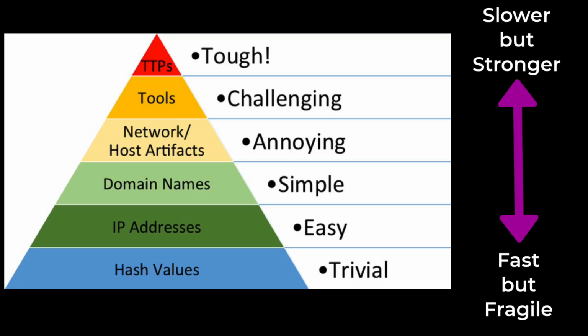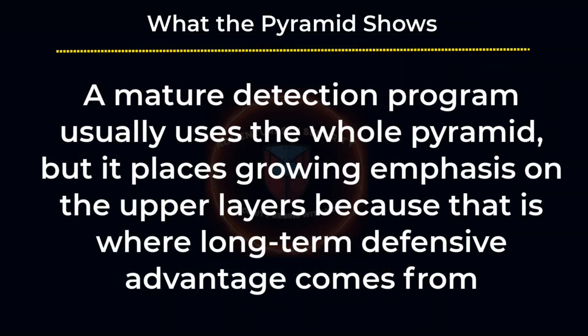Bianco's original advice is still practical. When we receive intelligence on an adversary, we should ask what part of that intelligence we can detect and where it sits on the pyramid. That simple question changes how we build a monitoring program. It helps us keep low-level detections for speed, enrichment, and containment, while also investing in higher-level analytics that remain useful even when attackers rotate infrastructure or repackage malware. A mature detection program usually uses the whole pyramid, but it places growing emphasis on the upper layers because that is where long-term defensive advantage comes from.